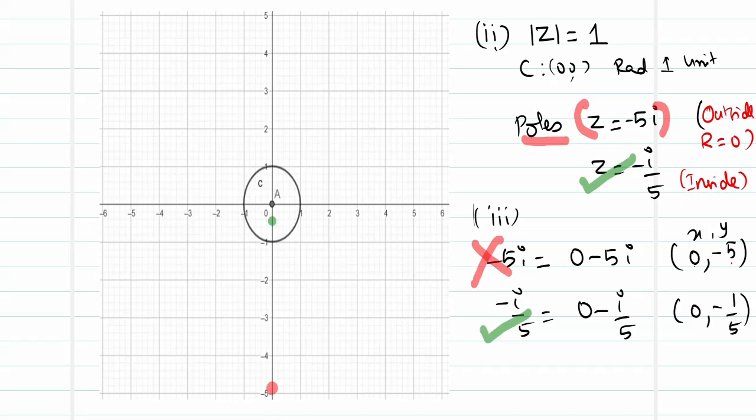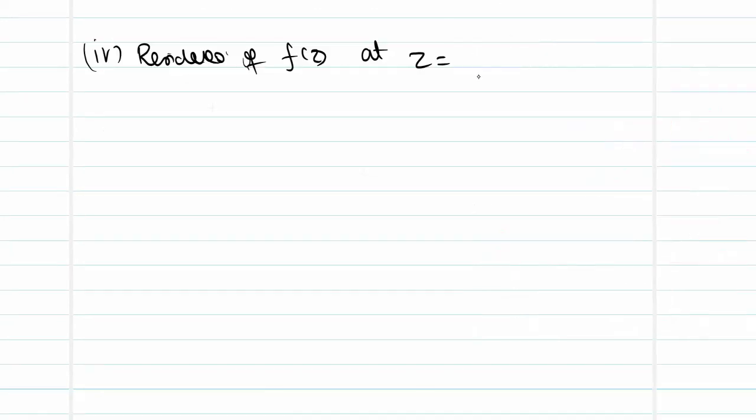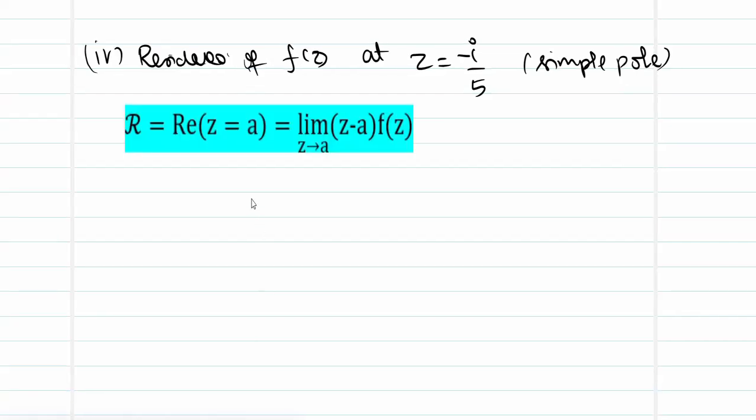So what is going to be my step 4? Step 4 is going to be finding the residue of the function f of z at the pole z is equal to, what was the pole that lies inside? Minus i by 5. And what type of pole is it? It is going to be a simple pole. So we will try to recollect the formula for the residue at z is equal to a: limit z tending to a, z minus a into f of z.